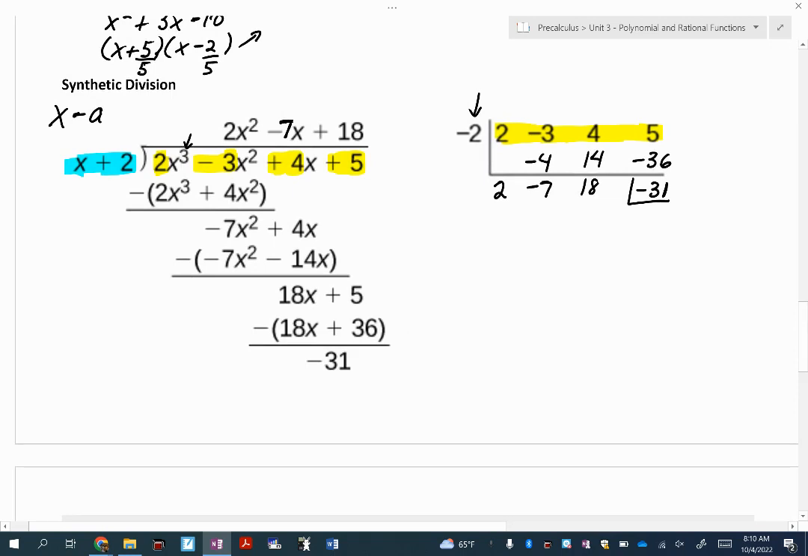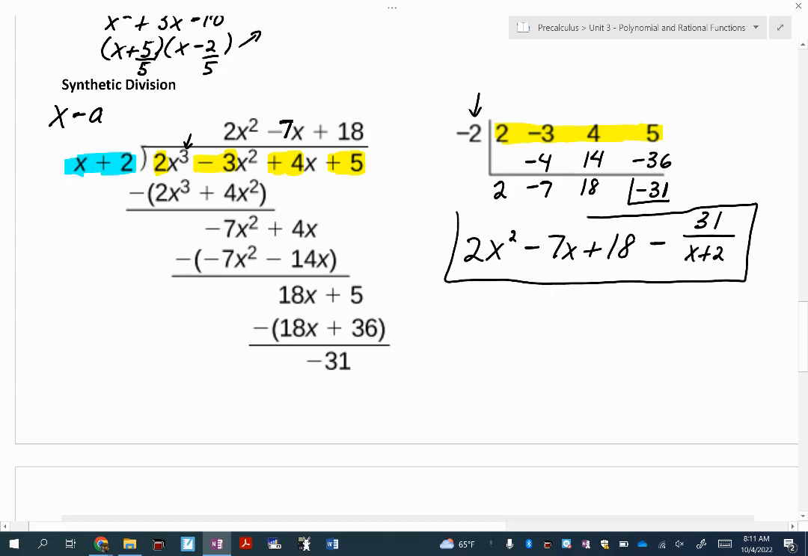So 1 less than x cubed is x squared, and this first 2 is going to start off those coefficients, and it decreases. So minus 7x to the first power, plus 18 is your constant, and then minus 31 over your divisor of x plus 2. So this is the process that we're going to practice and that I need you to be confident with to get into synthetic division. That way it's a skill, a tool that you're going to use when you have to solve for your roots or your zeros of polynomial functions.